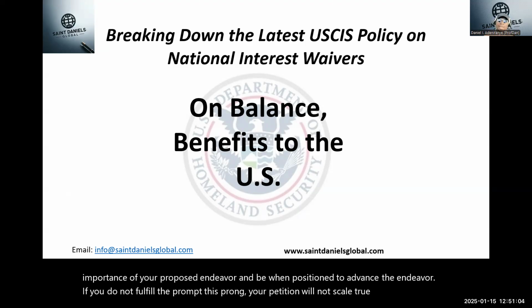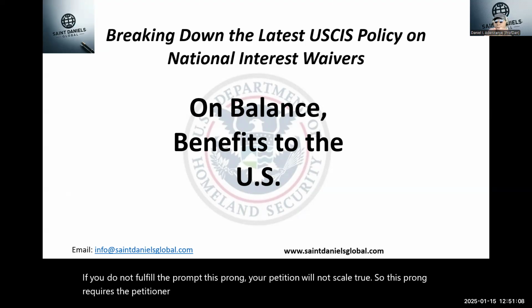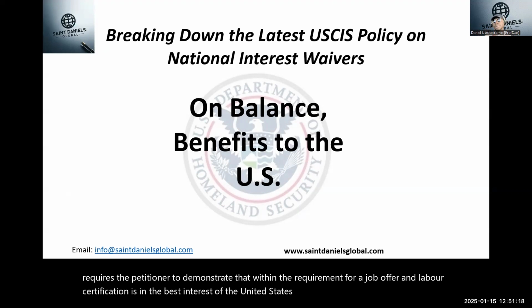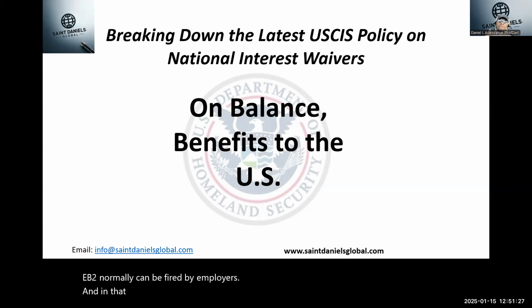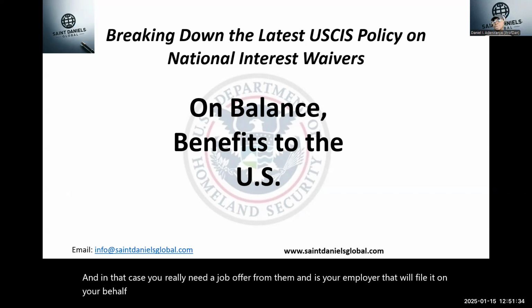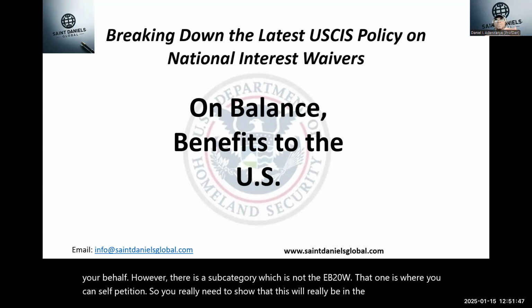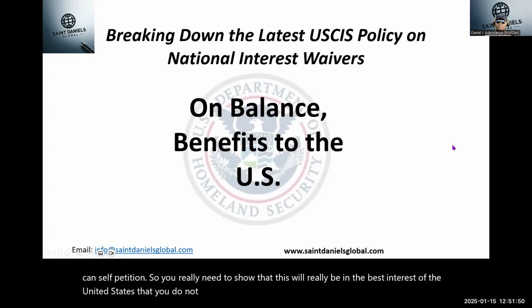This prong requires the petitioner to demonstrate that waiving the requirement for a job offer and labor certification is in the best interest of the United States. You will recall that EB2 normally can be filed by employers. In that case, you really need a job offer from them, and it's your employer that will file it on your behalf. However, there is a subcategory, which is the EB2 NIW, where you can self-petition. So you really need to show that it will be in the best interest of the United States that you do not need a job offer.